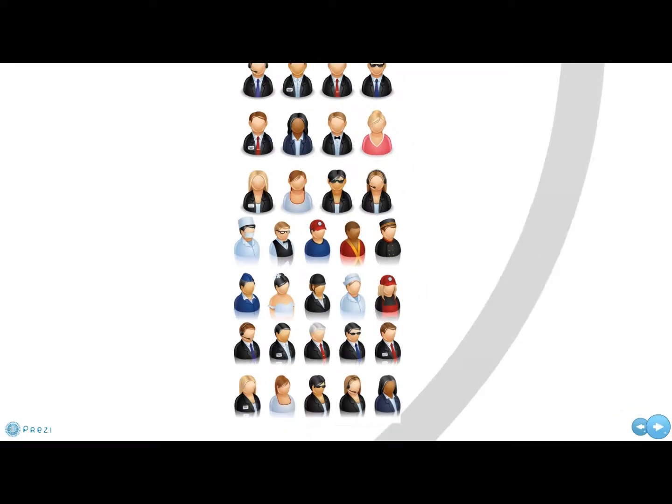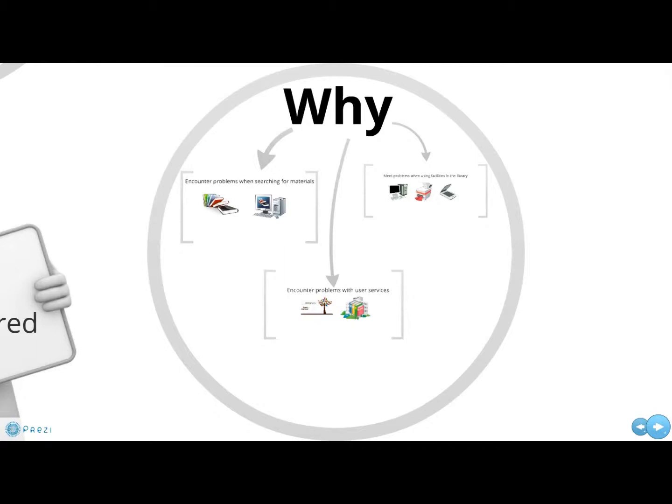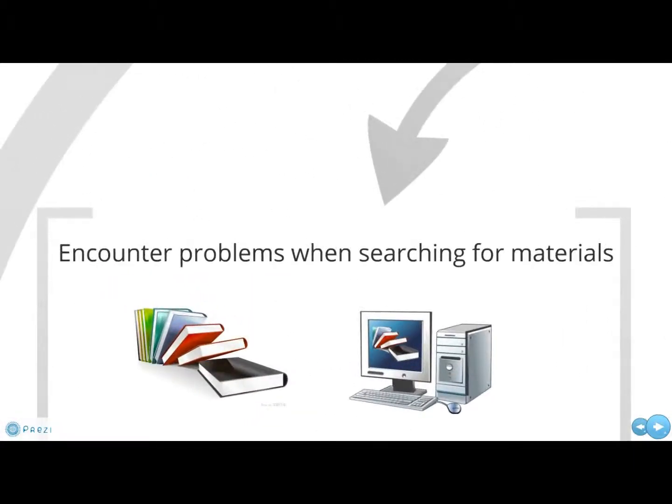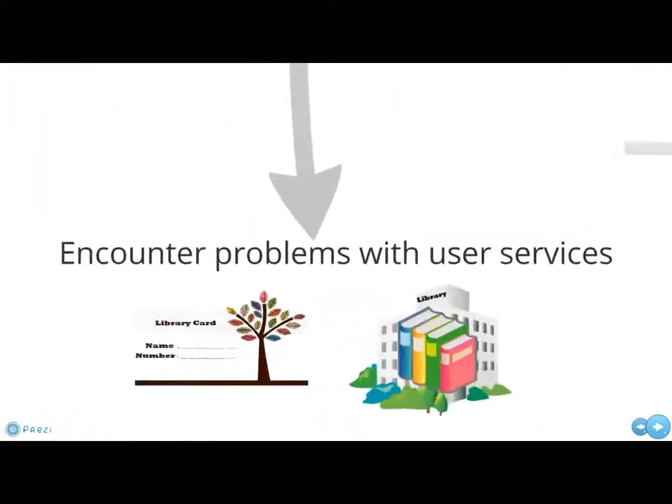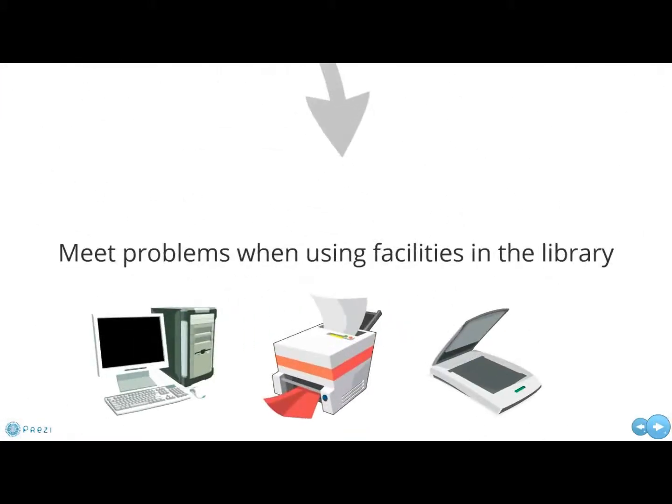Second, let's look at why. Why users need to ask questions and why librarians have to help them. There are 3 main reasons. First, they may have problems when searching for materials, no matter whether it is paper-based or electronic. Second, they may not understand the services that are provided to them or ask for services, like the application for a library card, renewing a library membership, or wanting interlibrary materials. Third, users may encounter problems when using facilities in a library, such as issues with computers, printers, and scanners.